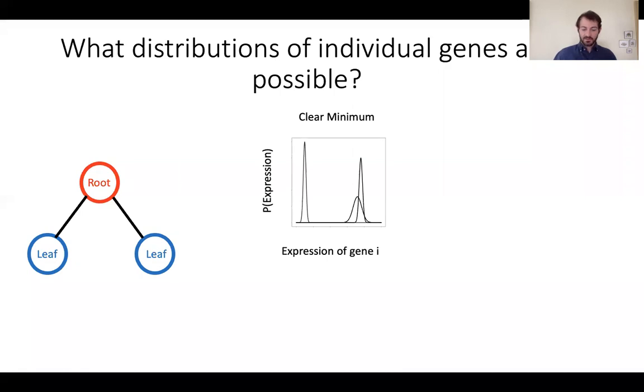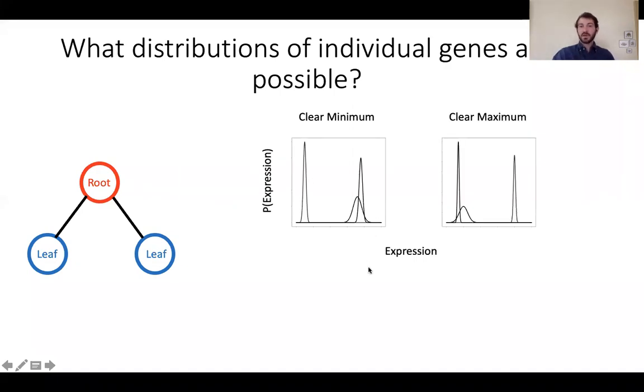So if I have the distributions of these 3 cell types, and I'm looking at the expression of a single gene, one example of a distribution function I could see is one cell type being minimum and two cell types having higher expression, which is shown here. So here, one cell type has lower expression, the other two have higher expression.